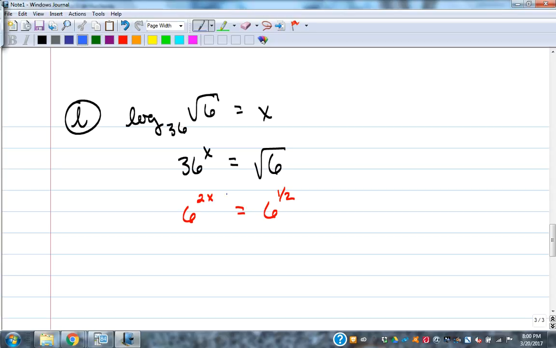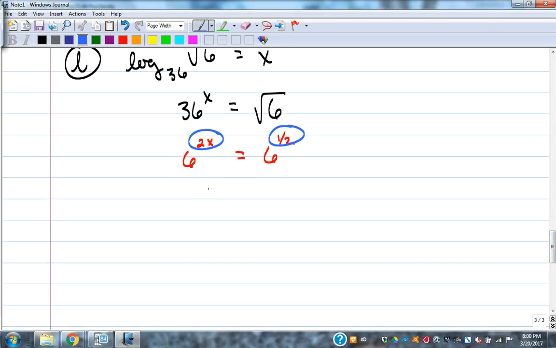And now that the bases are the same, what's that mean about the exponents? They should be equal to each other, right? If I've got an equation set up where it has 6 to some exponent is equal to 6 to 1/2, well, the exponent on the left side should be equal to the exponent on the right side, right? It makes logical sense that it should do that. So that'd be 2x is equal to 1/2. And how do I get x by itself now? Divided by 2. 1/2 divided by 2. Half of a half.